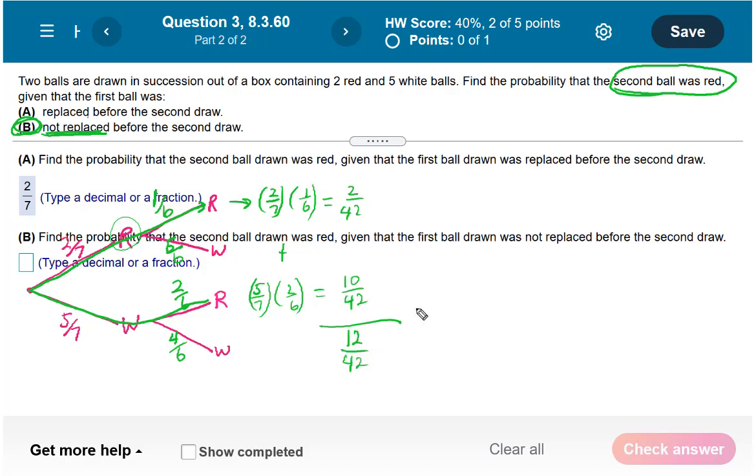Now the only problem with that is it's not reduced, and I'm pretty sure that they're going to want that reduced. If we divide top and bottom by 2, we get 6 out of 21. If we divide top and bottom of that by 3, we get 2 over 7.